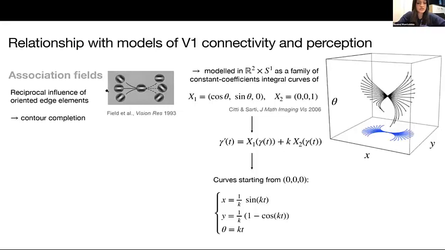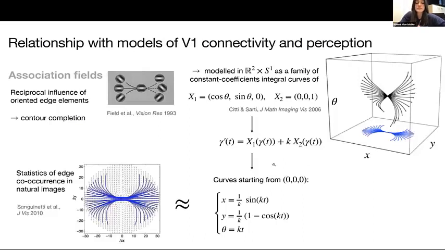So in other terms, the field that is called the association field, or in terms of interactions between filters, this is the field of orientations that are maximally connected with the starting orientation. So this can be obtained as a family of integral curves of these two vector fields projected down onto the XY plane. So in subsequent work, these curves have also been shown to approximate the statistics of co-occurrence of edges in a set of natural images.